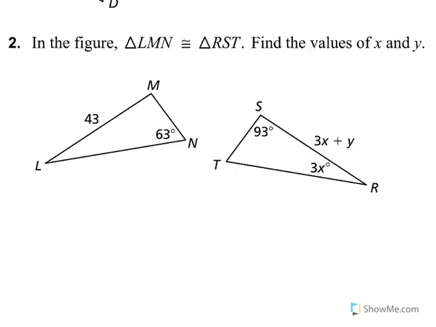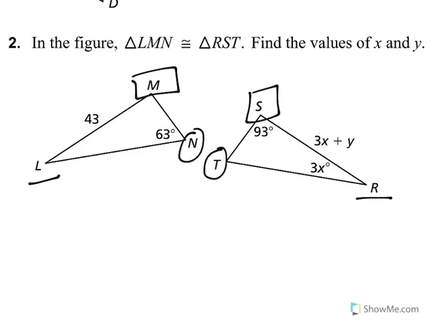Alright, next example. In the figure, triangle LMN is congruent to RST. Find the values of x and y. Alright, so just looking at our congruent statement, we know which angles are congruent to one another. L is congruent to R. M is congruent to S. And we know that N is congruent to T.